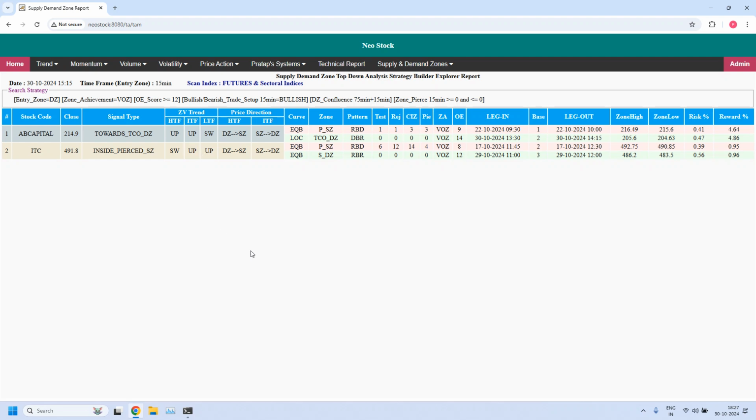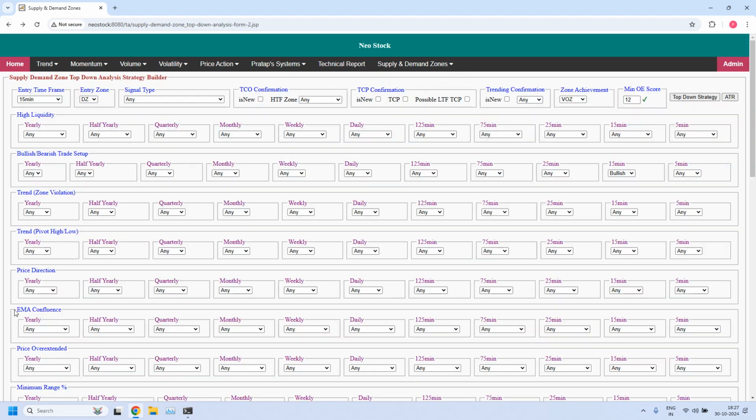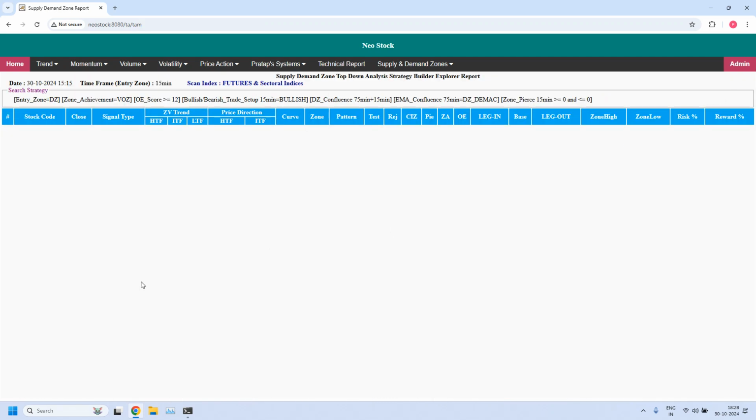If any of the 75 minutes demand zones are having a daily EMA confluence, they are an even more high probability setup. Let's verify in the 75 minutes. Why the 75 minutes demand zone? Because the 15 minutes demand zone is part of the 75 minutes demand zone. That's why we check whether the 75 minutes demand zone is having daily EMA confluence. We are verifying. So none of the stocks are having daily EMA confluence.